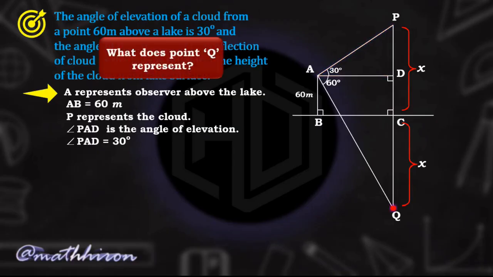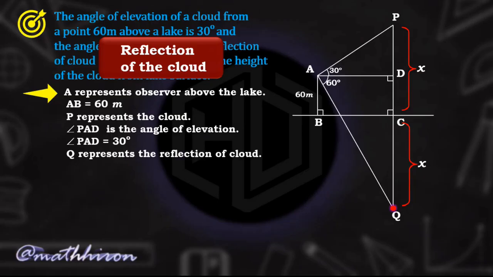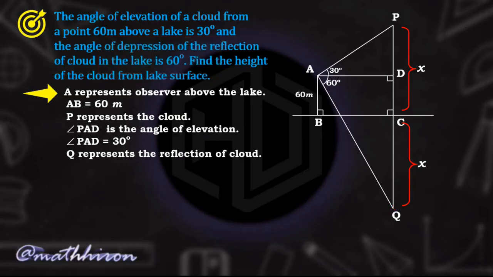What does this point Q represent? Point Q represents the reflection of the cloud. Okay, so consider the triangle ADQ. That means consider the angle QAD or DAQ. This is the angle of depression which is given 60 degrees. So angle DAQ is 60 degrees.